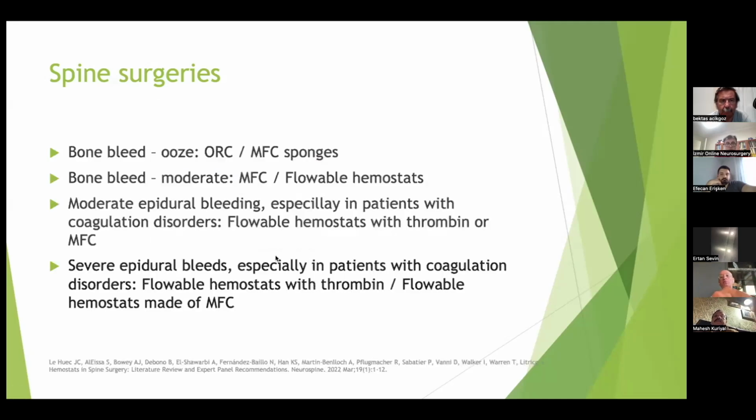Essentially, if there is a minor ooze from the bone, ORC or MFC sponges are enough. For moderate ooze, MFC or flowable hemostats. Where there is moderate epidural bleeding, especially in patients with coagulation disorders, use flowable hemostats with thrombin or MFC. For severe epidural bleeds, especially in patients with coagulation disorders, use flowable hemostats with thrombin or flowable hemostats made of MSC.